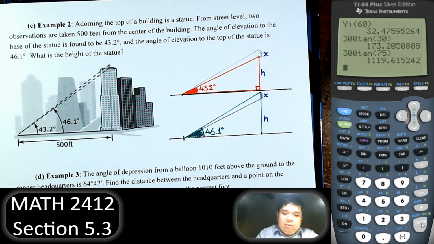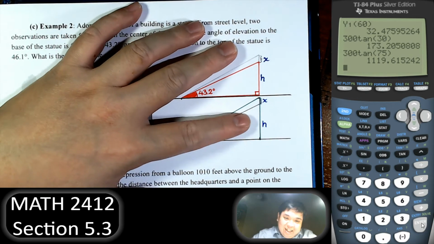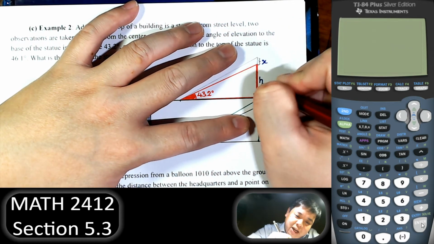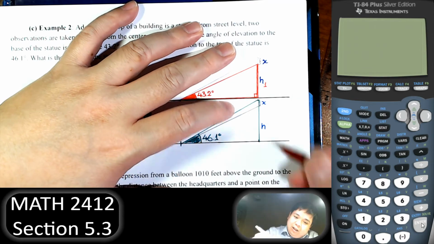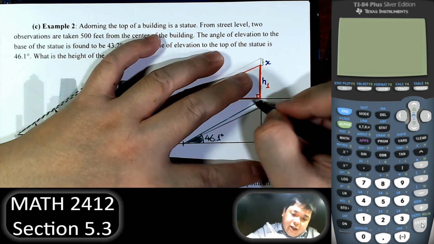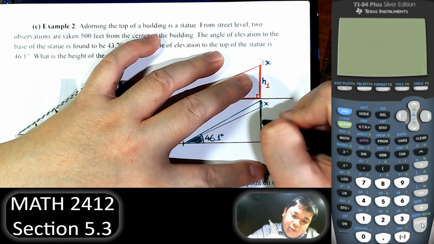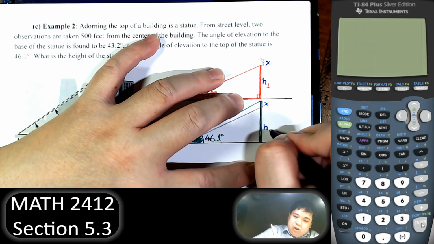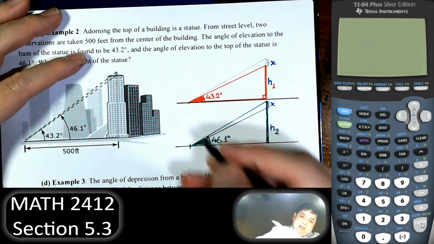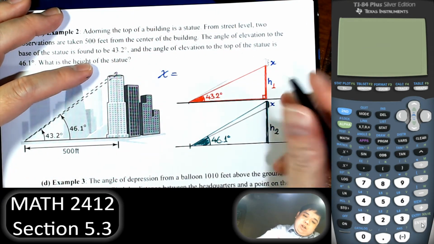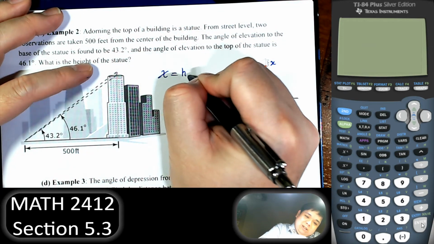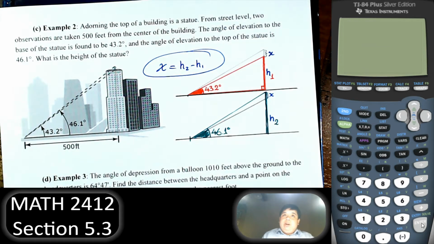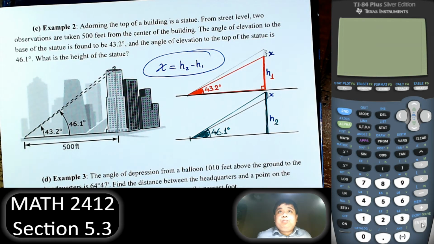Right. Actually, that is more confusing. It would be much better if we just said, let that be h1, and let that, the whole length, be h2, and x will be equal to h2 minus h1. Right. That will give us the height of the statue.